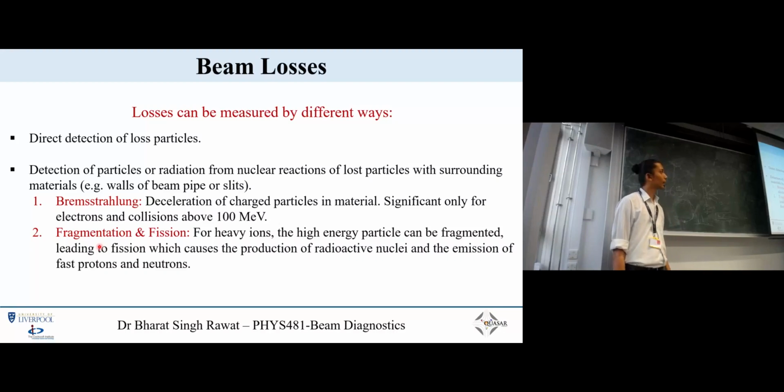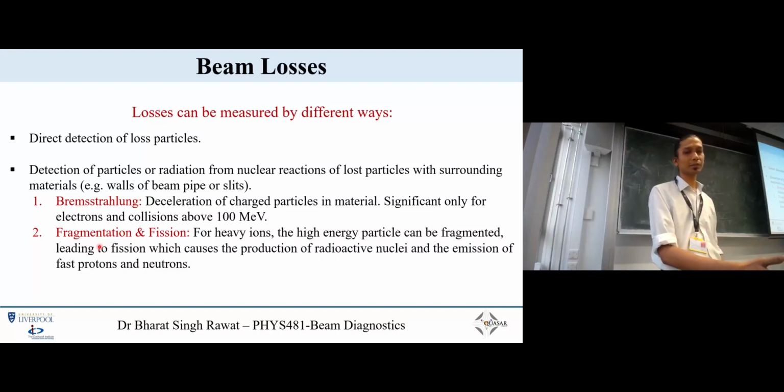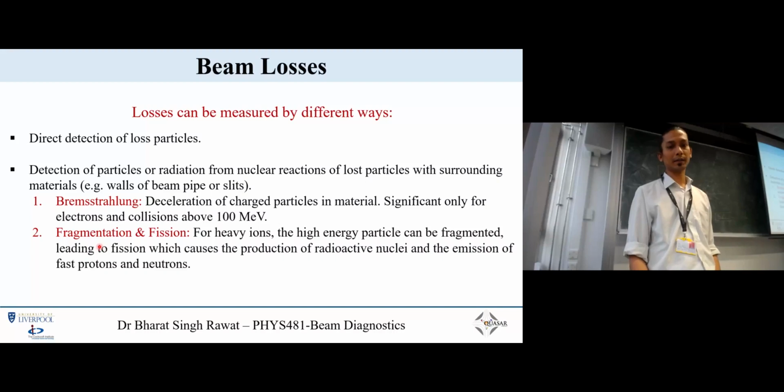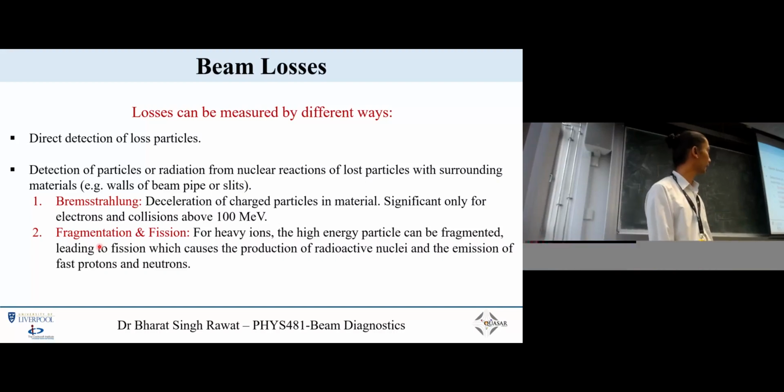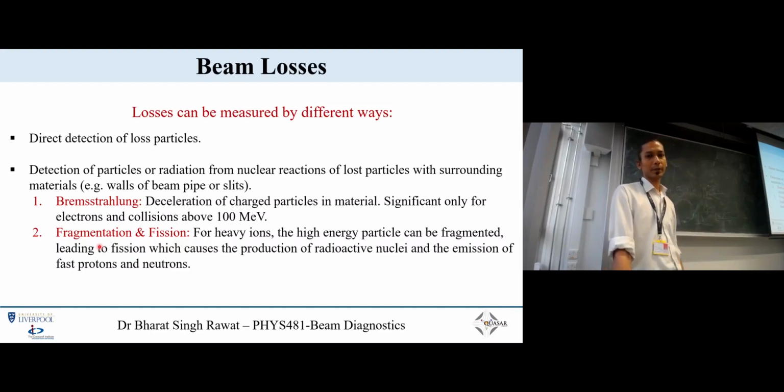And then there is indirect detection of particles. So let's say a particle interacts with the material it goes through, then it will create activation in that material, and then it will create secondary particles. One of them is Bremsstrahlung. If a particle is decelerated, it will create Bremsstrahlung radiation, and for electrons, it is usually above 100 MeV. And then the second kind of thing is fragmentation, which I already told you, and fission for heavy ions, which are very heavy, like let's say uranium.